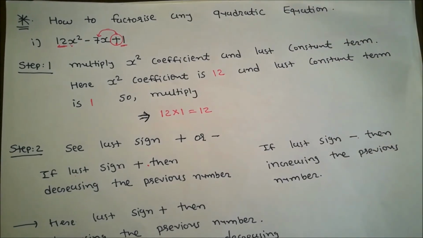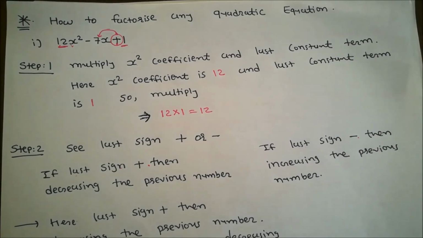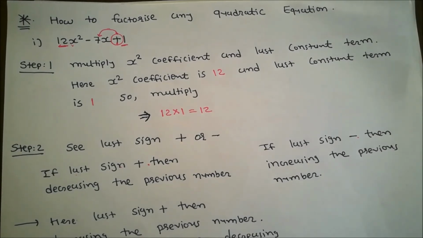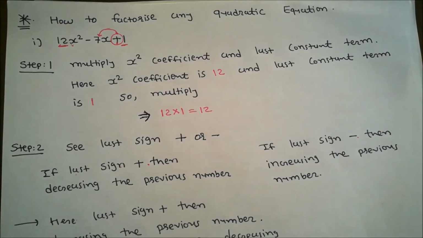Hello friends, today we discuss how to find the factors of any quadratic equation. Here the quadratic equation given is 12x² − 7x + 1. Follow some simple steps to find the factors of any quadratic equation.